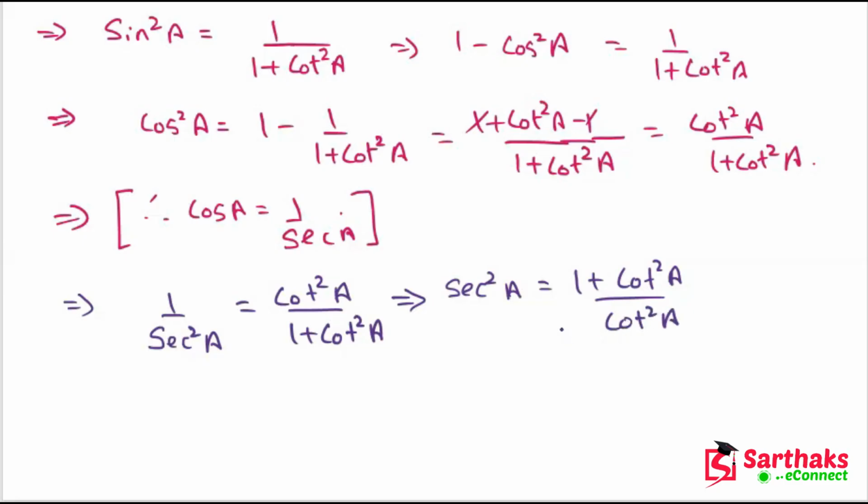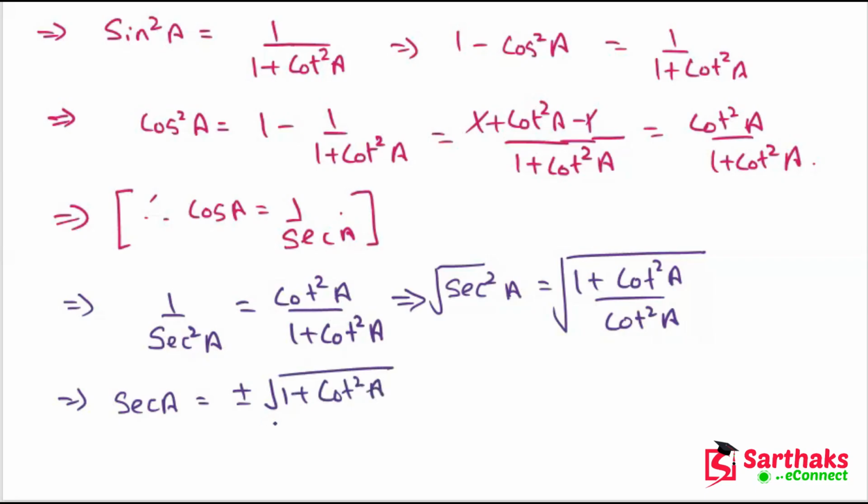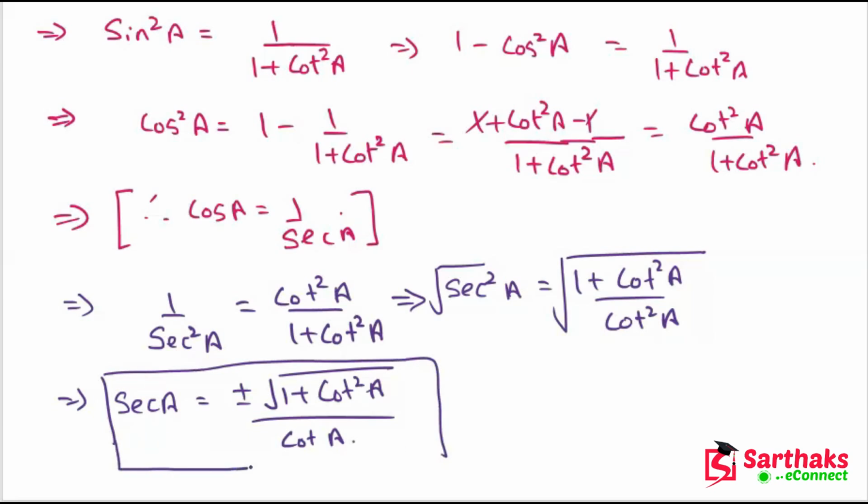Okay, my dear friends, now take the square root on both sides. So we get our final answer, which is sec A is equal to plus minus under root 1 plus cot square A divided by cot A. So this is the formula. This is sec A in terms of cot A.